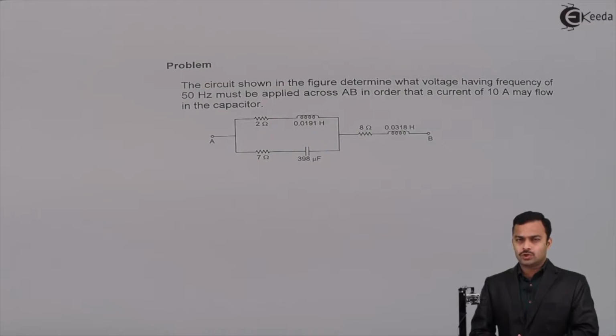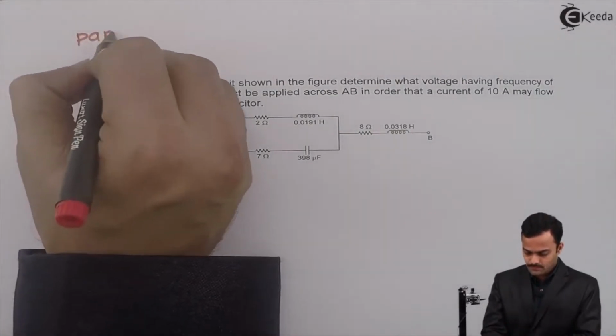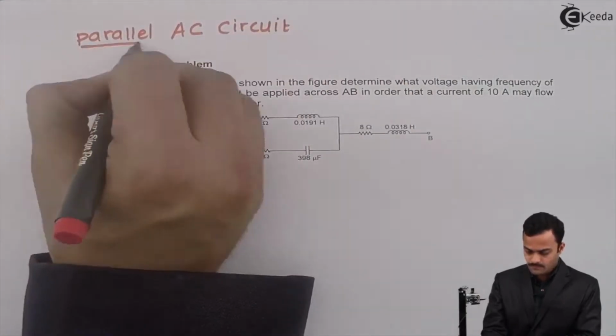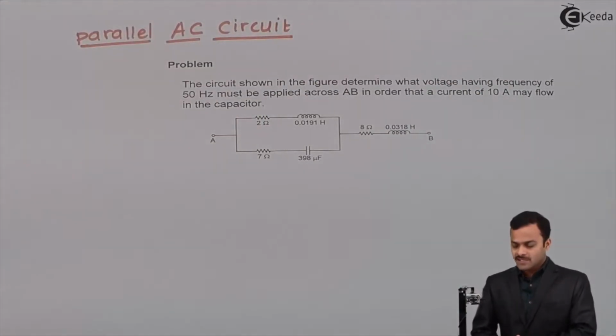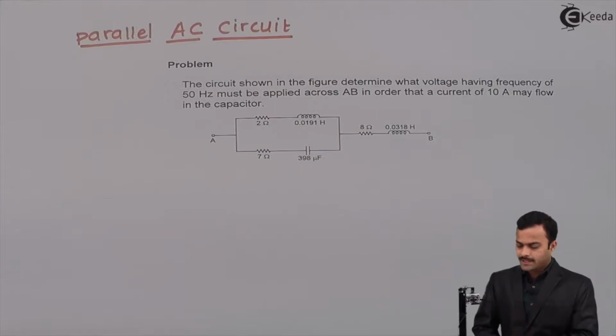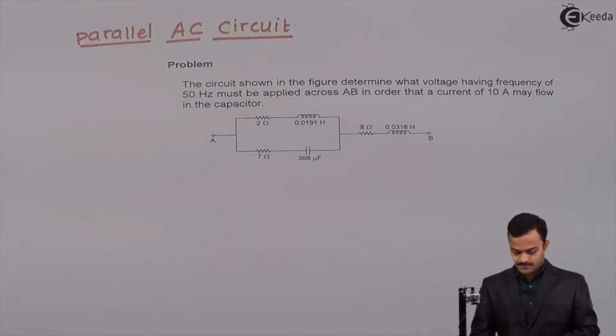In this video, we are going to solve a problem based on parallel AC circuit. A circuit diagram is given. Determine what voltage having a frequency of 50 Hz must be applied across AB in order that a current of 10 ampere may flow in the capacitor.